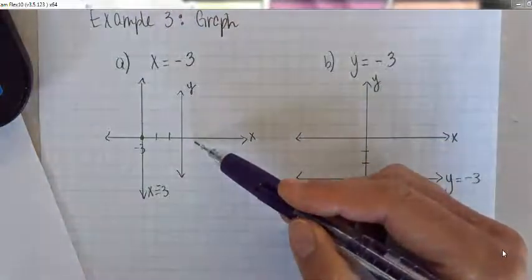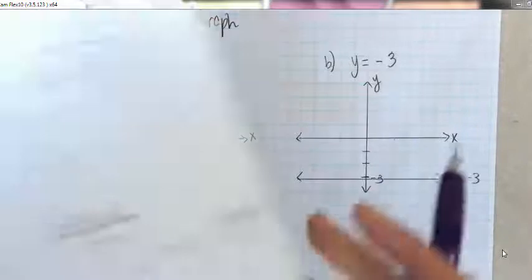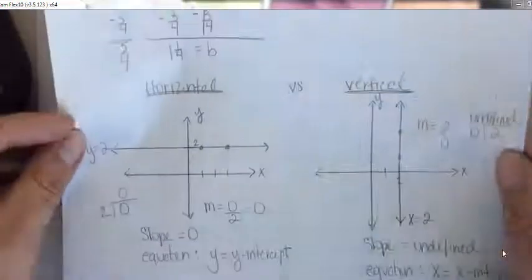Slope of this one's undefined. Slope of this one is 0. So you really need to figure out a way to remember this stuff.